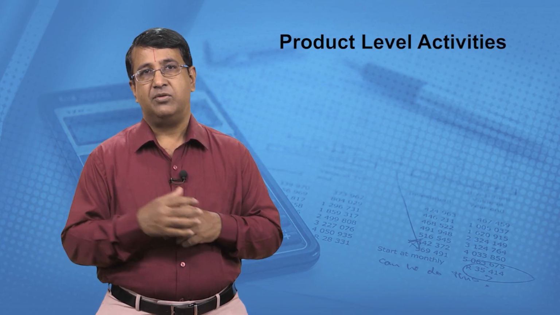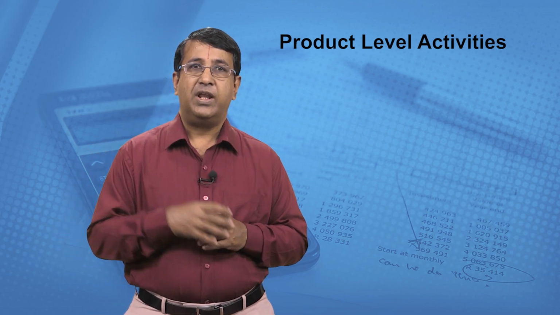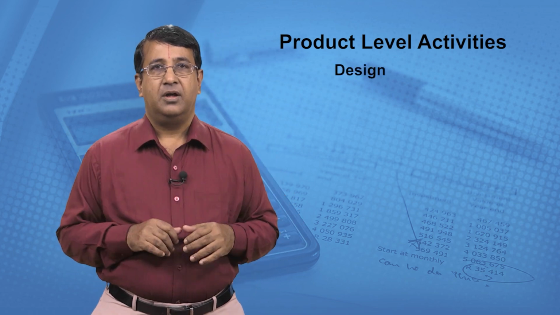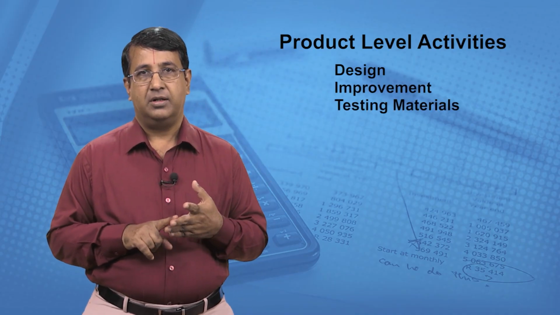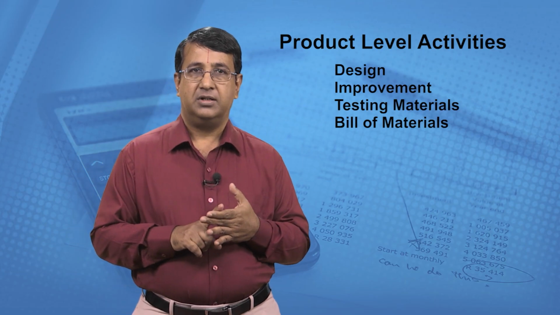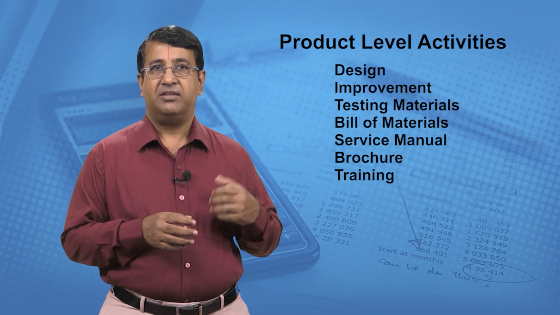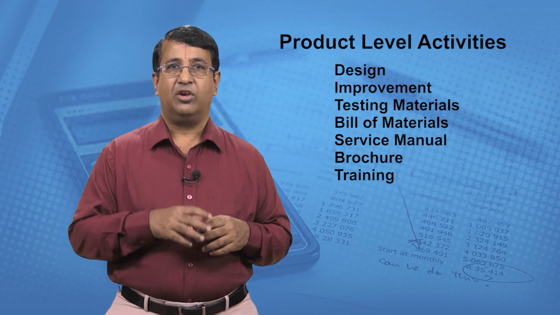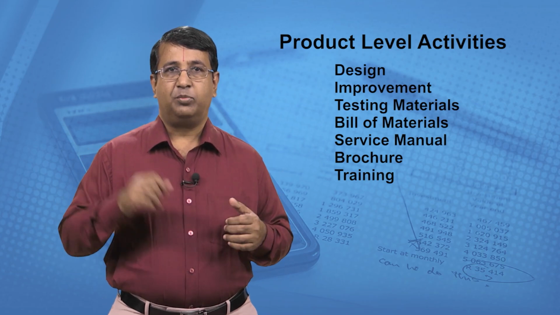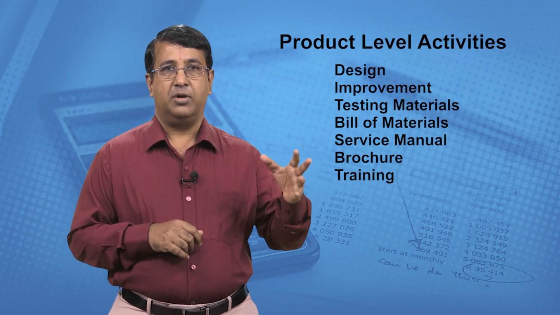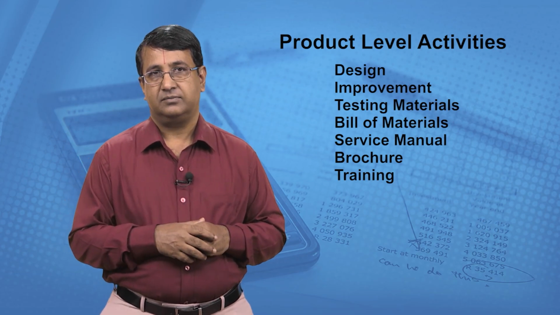The third group of activities are product level activities. They are performed whenever a new product is introduced. Product design, product improvement, developing a testing routine, preparation for bill of material, preparation for service manual, product brochure, training the sales and service personnel, these are all product level activities. These activities are performed irrespective of the quantity produced or the number of batches. The product level activities are fixed cost in nature.